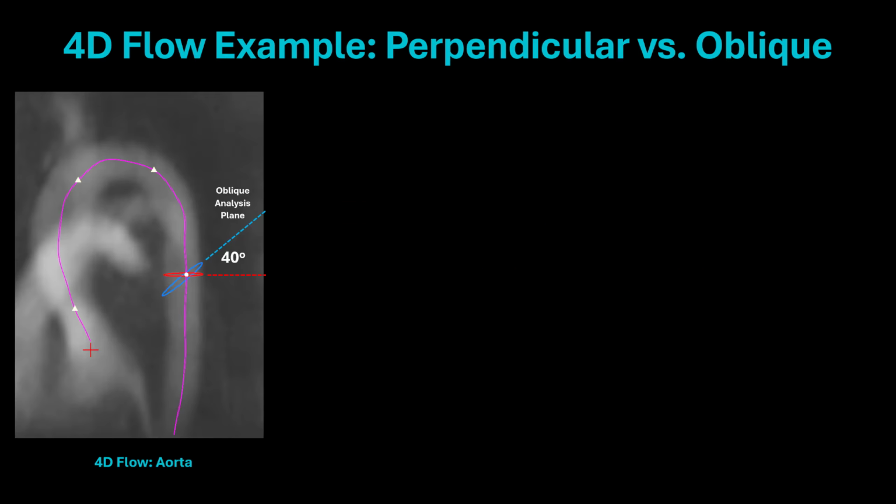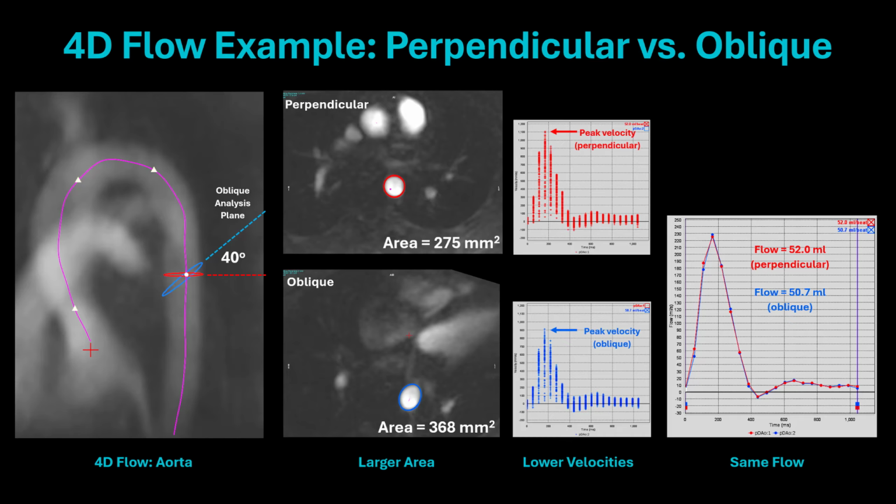Here's a real 4D flow example. The red plane is perpendicular to the descending aorta. The blue plane is tilted by 40 degrees. As expected, the oblique plane shows a larger apparent area and lower velocities. But when those lower velocities are integrated over the larger area, the total flow is maintained.